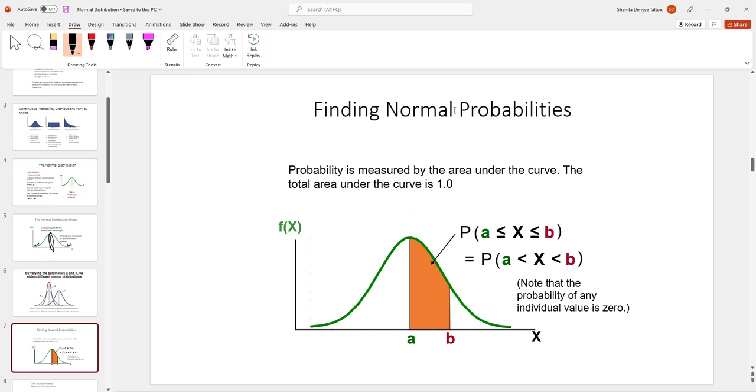So in order to figure out normal probabilities, we look at the area underneath the normal curve. The area underneath this curve is 1. The whole thing is 1. So you can find different areas, and that will correspond to probabilities.